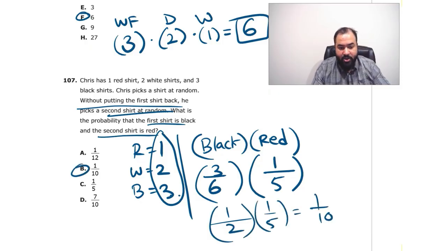That's the third type. So I gave you guys the brief explanation. If it was too fast, it's because I'm assuming that you guys know some basics.